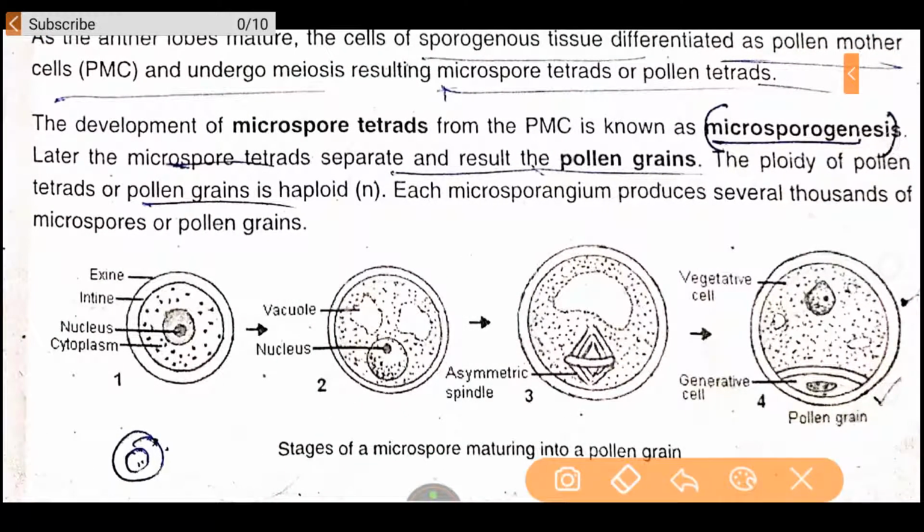Now we observe these diagrams. So this is a pollen grain. This is the pollen grain structure.